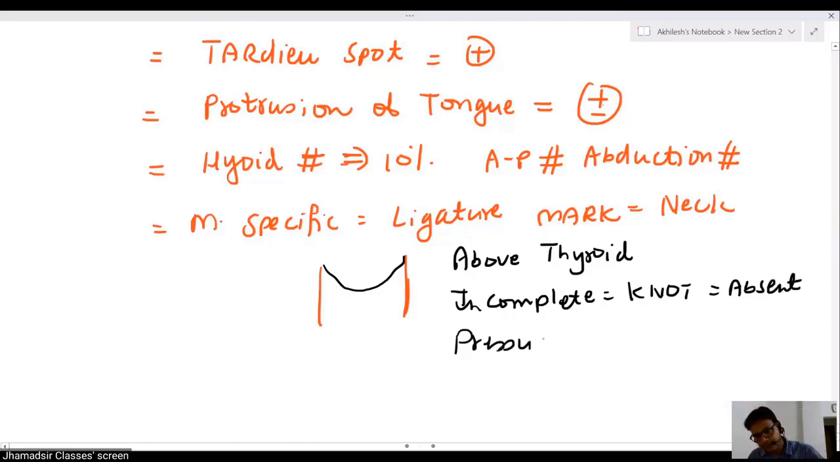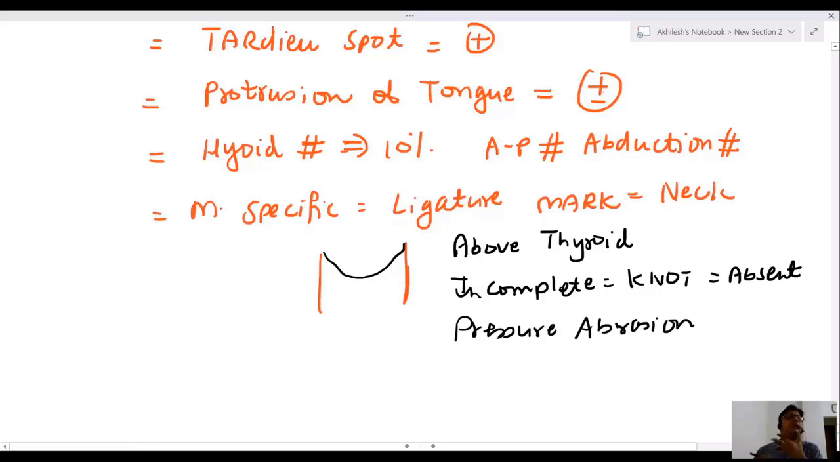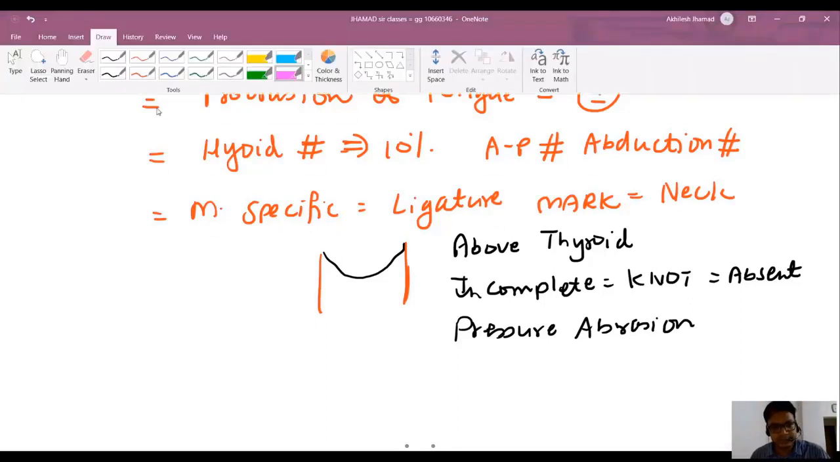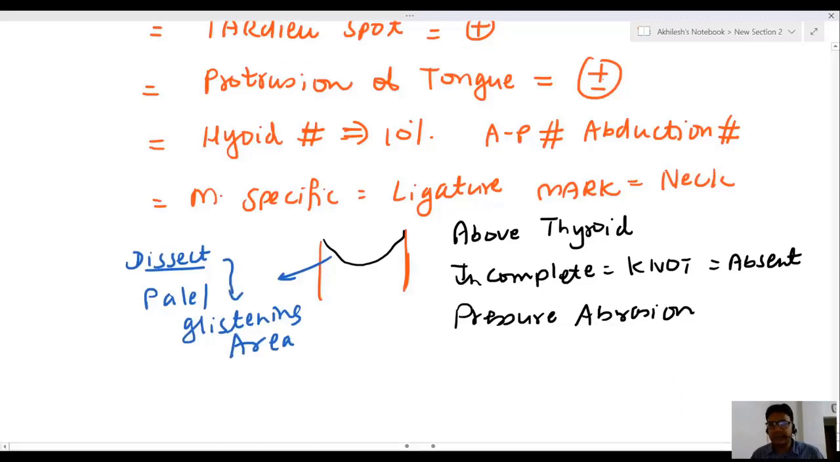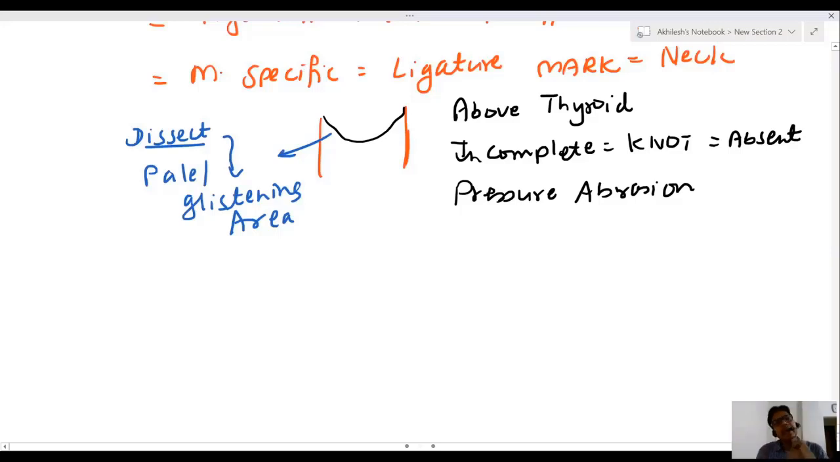This ligature mark is a pressure abrasion, V-shaped above the thyroid. So what you will do, my dear friend, is dissect this ligature mark. Because it is a sliding pressure abrasion, after dissection you will find a pale and glistening area. Why? Because it is an abrasion. This is a finding in the ligature mark. Generally it is V-shaped.